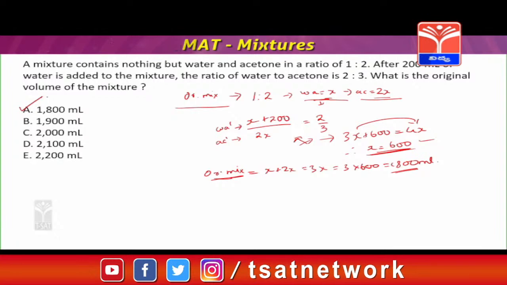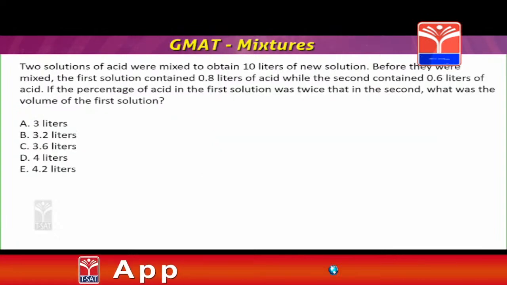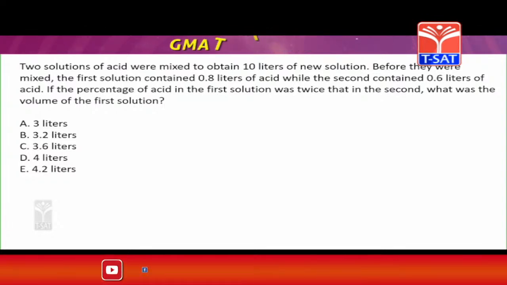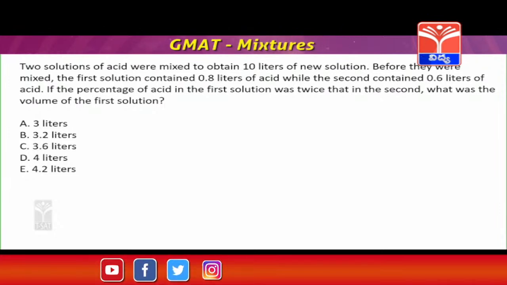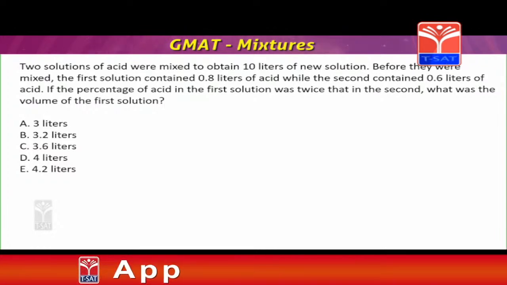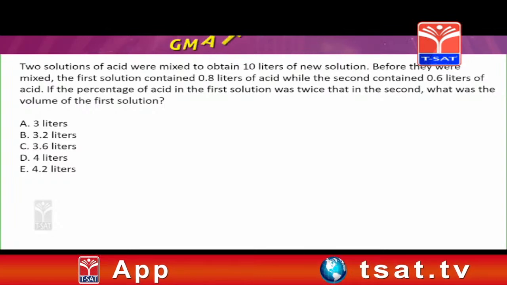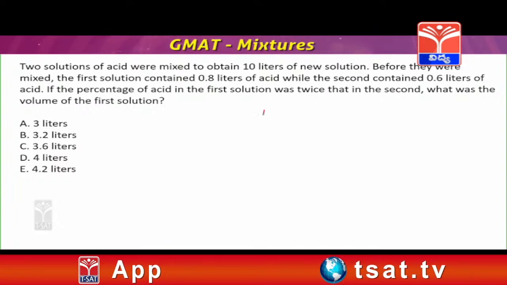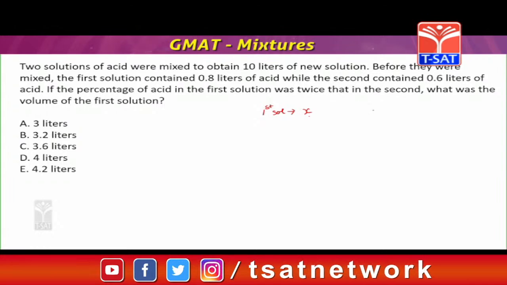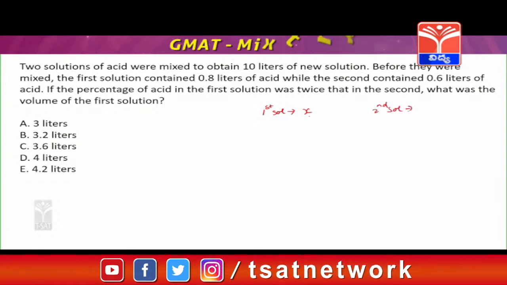Let us look at the next question now. Two solutions of acid were mixed to obtain 10 liters of new solution. Before they were mixed, the first solution contained 0.8 liters of acid, while the second contained 0.6 liters of acid. If the percentage of acid in the first solution was twice that in the second solution, what is the volume of the first solution? So, you have the first solution, let us say its volume was x, and you have the second solution. What will the volume be?